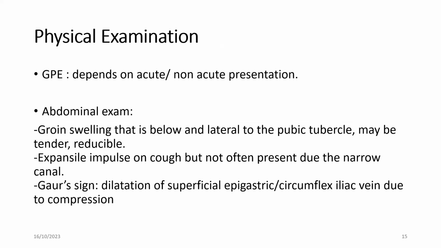Okay. So physical examination depends on the presentation. For non-acute presentation, the general physical examination is usually satisfactory. But for acute presentation, the patient will present in obvious painful distress with signs of dehydration. The femoral hernia is typically a groin swelling that is below and lateral to the pubic tubercle. It may be tender, and reducible or irreducible, as opposed to the inguinal hernia that is usually superior and medial to the pubic tubercle. There may be an expansile cough impulse, but it's not usually present due to the narrow canal.